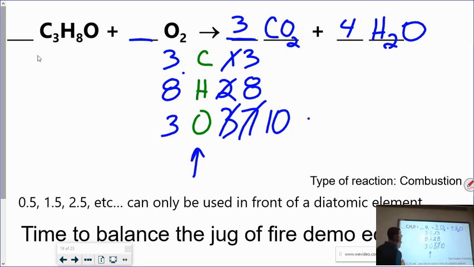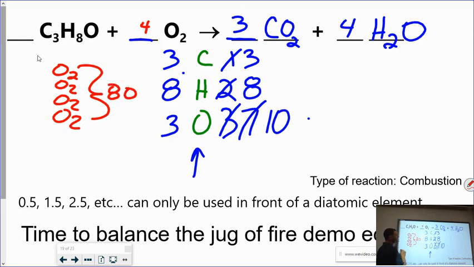So I have 3 on this side. If I put, let's put a 4 here, that would be O2, O2, O2, O2, and that gives me 8 O's. So 8 O's, and I have 1 right here. So that's 9 O's overall. But I need 10.